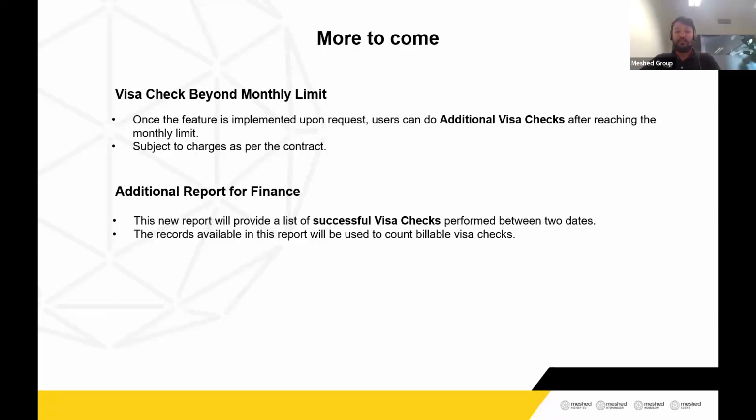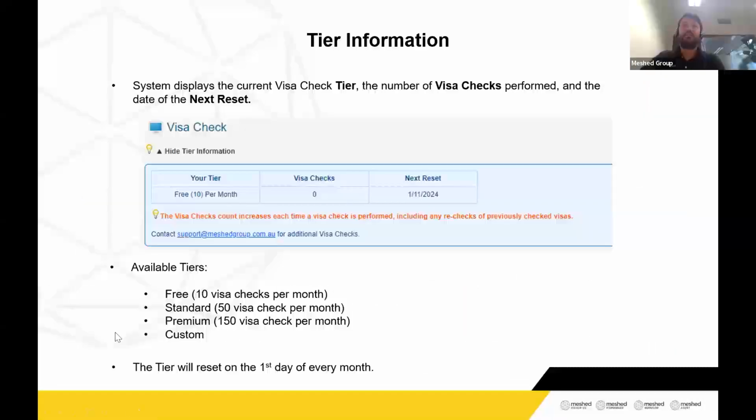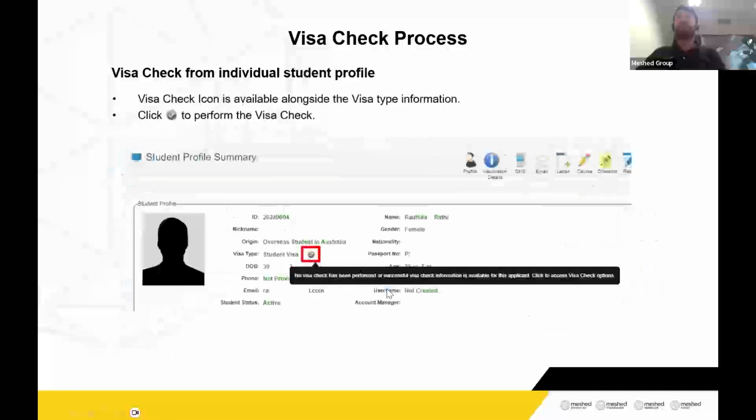One last piece of information I want to mention is, for this visa check tier, say you are under the standard tier, so you are technically allowed to do 50 visa checks, but if you only do 45, then the 5 remaining visa checks are not carried over to the next month. It ends at the end of the month. Next month, it will reset with 50 checks again. If you don't use all the visa checks, they don't get carried over. So this is how the tier is maintained in the system, and this is how the integration will work.